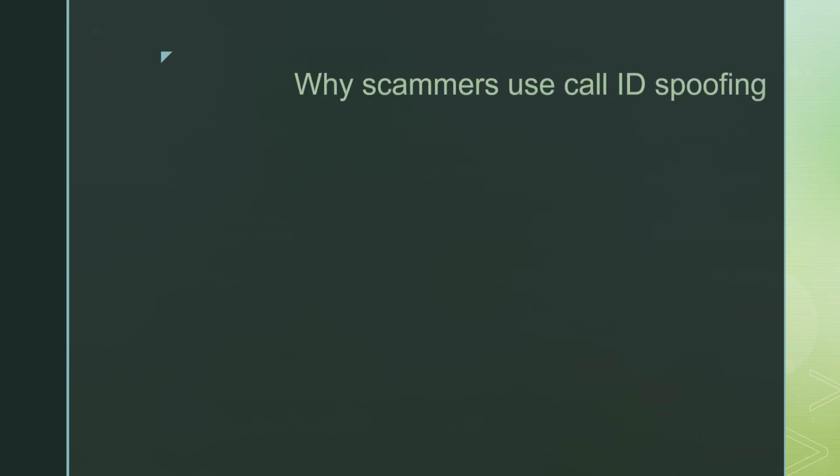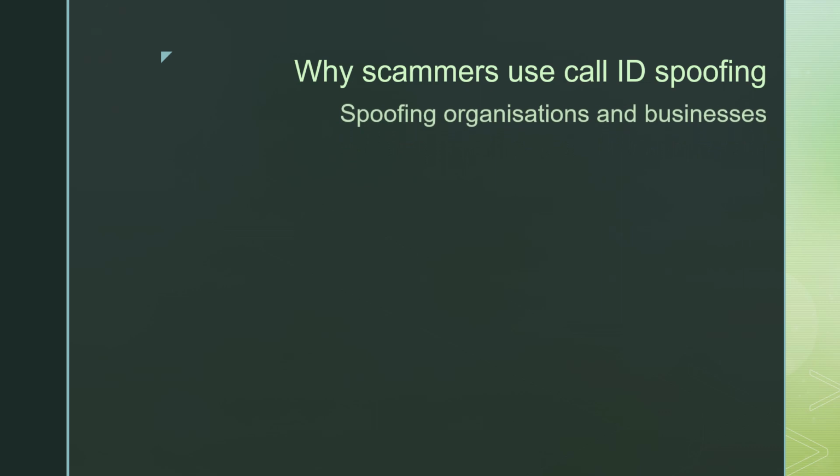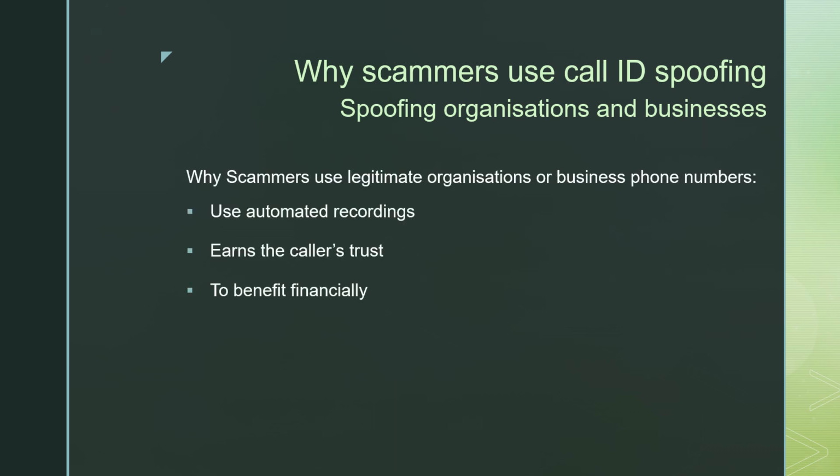The previous slide covered why scammers use caller ID spoofing, and the next two slides will cover why scammers spoof businesses and organizations, and use neighbor spoofing. Scammers use automated recordings along with caller ID spoofing to spoof organizations such as banks. They could use tactics such as convincing the caller that they are in legal trouble or that fraudulent transactions have occurred. If the caller falls for the trap, the scammers can then start to earn the caller's trust to benefit financially.